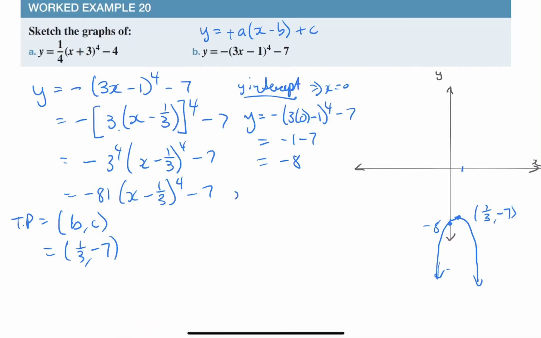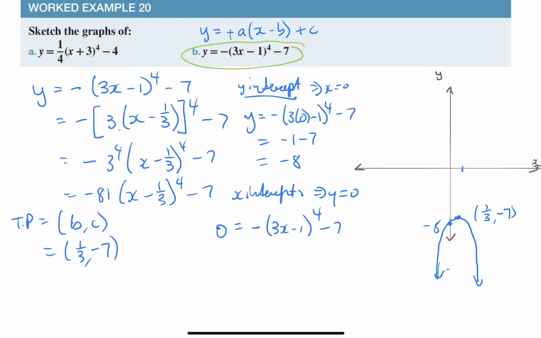I'm going to quickly show you my x-intercepts, which is where y equals 0. So if I go back to the original, where y equals 0, then 0 equals negative 81 (3x minus 1) to the power 4 minus 7. If I take this to the other side, it becomes positive. So it becomes 81 (3x minus 1) to the power 4 equals negative 7.